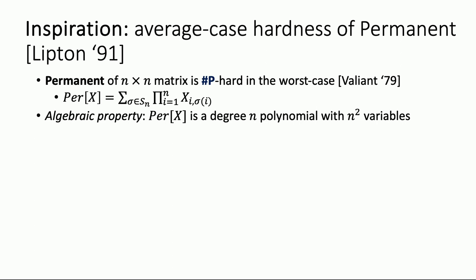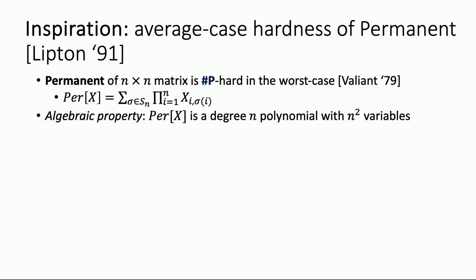So to boost this hardness from worst case hardness to the stronger notion of average case hardness, he uses this algebraic property of the permanent, which is really simple. You can verify it immediately from the expression that defines the permanent. It is that the permanent of a matrix is a degree n polynomial in n squared variables. What are these n squared variables?